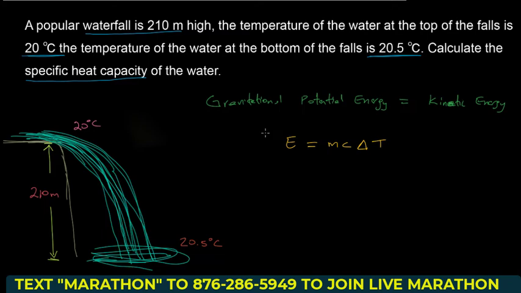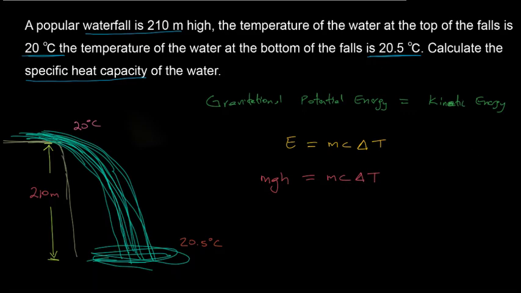So we can then write that the gravitational potential energy, which we know from before is mgh, will be equal to mc times the change in temperature, which is the heat energy required to raise the temperature of the water. Now, if we look closely, we have the mass on both sides, so we can cancel the masses. So then, we're going to have gh is equal to c times the change in temperature.